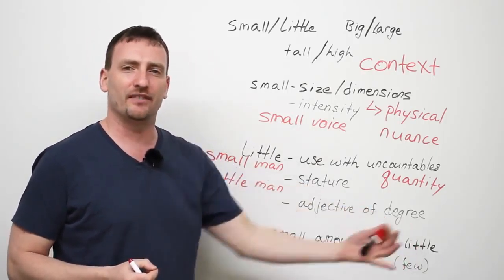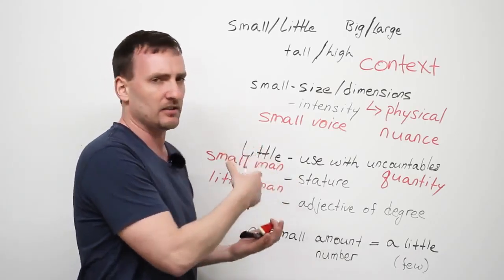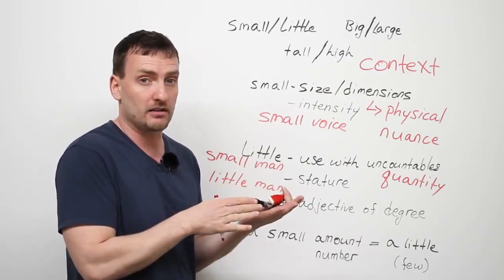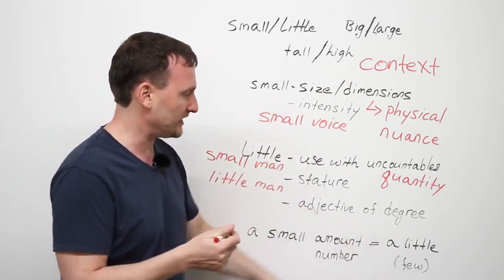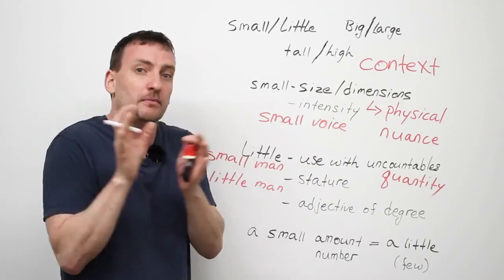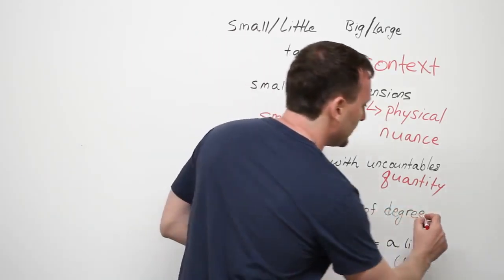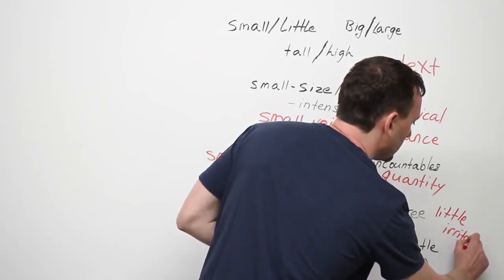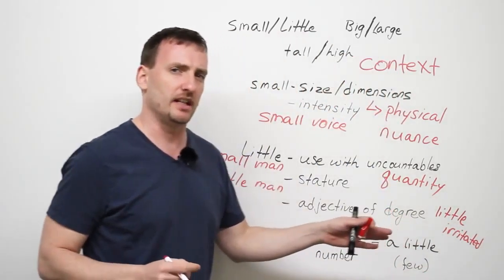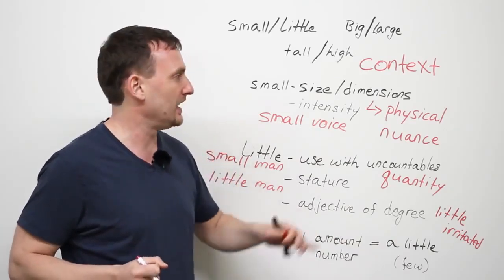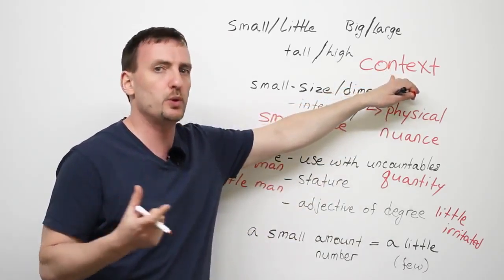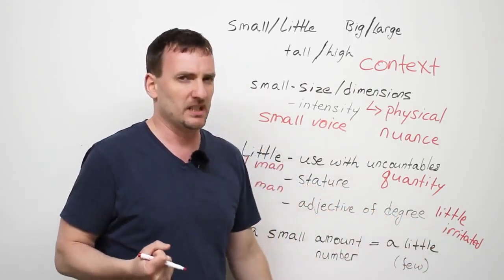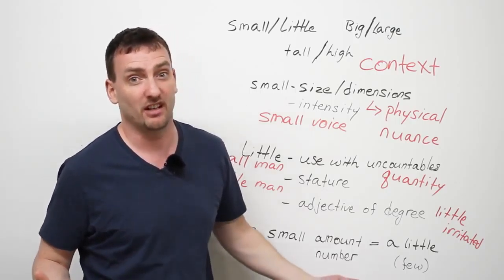When we talk about adjective of degree, when we use little almost like an adverb. So I'm a little tired, not small tired, a little tired. And that means just a little bit, right? Not a great amount. But if I say I'm a little irritated, means like, somebody made me irritated. Again, context will usually tell you that little irritated means very irritated. I'm a little irritated, means I'm pissed off, to be honest.